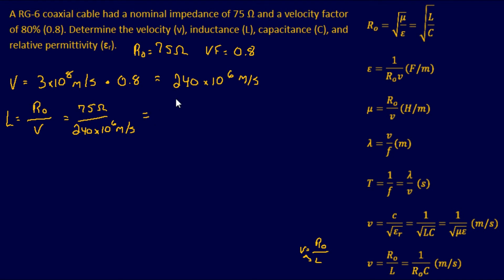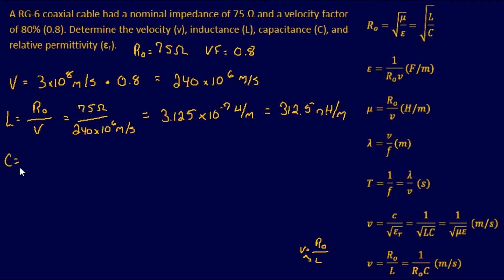And we can plug and chug that one in our calculator, which gives us an answer of 3.125 times 10 to the negative 7. And this is going to be henries per meter. And let's make it somewhat engineering notation. Let's go ahead and say 312.5 nanohenries per meter. Next, we need to find capacitance.